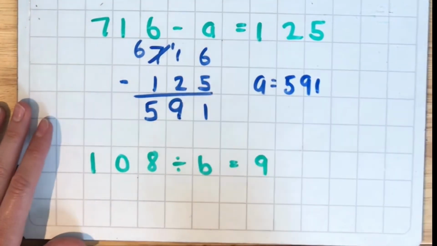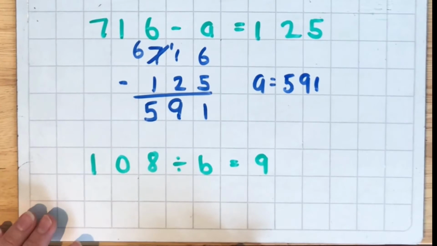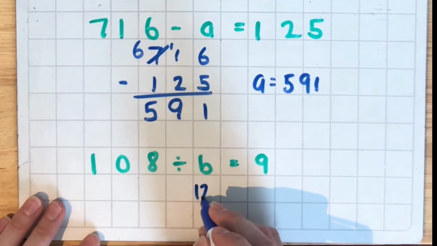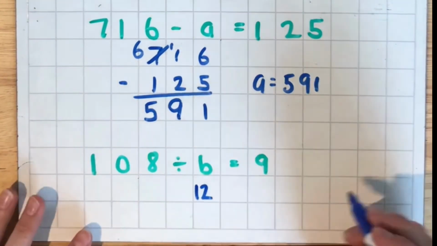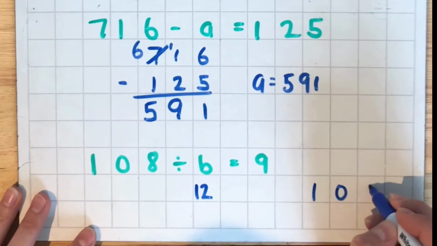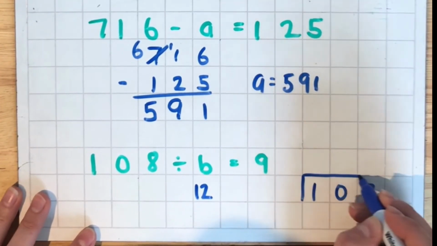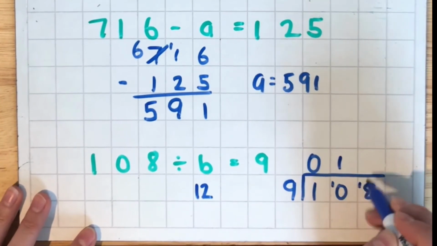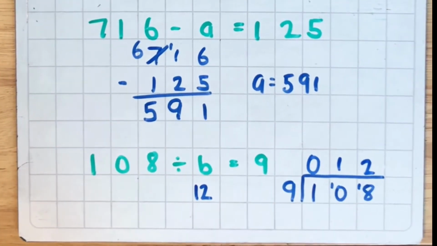Then the second part, 108 divided by what equals 9. If you know your tables, you would know straight away that this one is 12. 12 nines are 108. If not, you may have had to do out your formal method division and divide 108 by 9, and that would also give you the same answer.